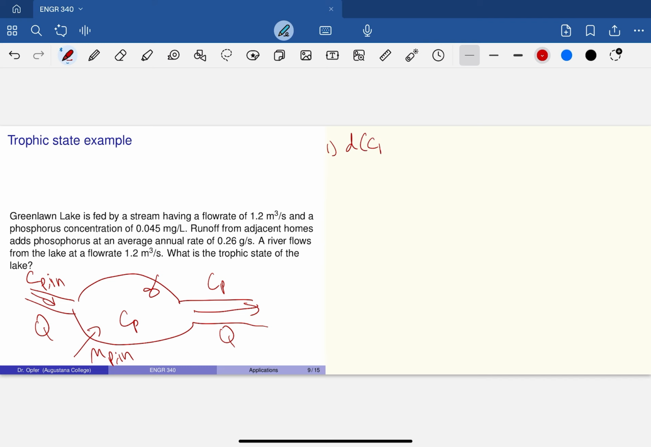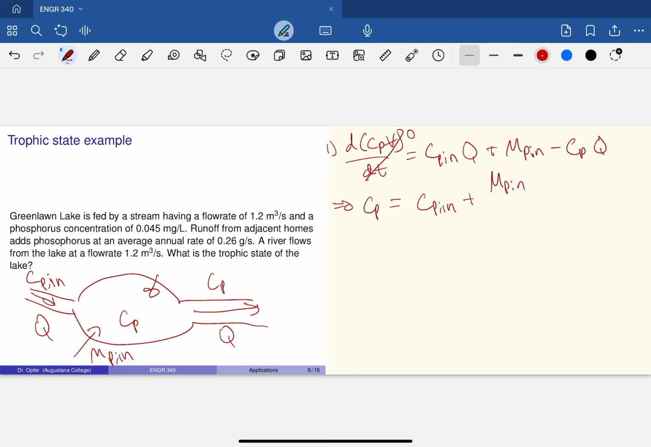So we have d(CP V)/dt is equal to CPN Q plus the mass of phosphorus in, minus CP Q. We're looking for the steady state concentration in order to classify this trophic state, so that term goes to 0. Rearrange this, and we get CP is equal to CPN plus this mass flow rate in from the runoff divided by Q.